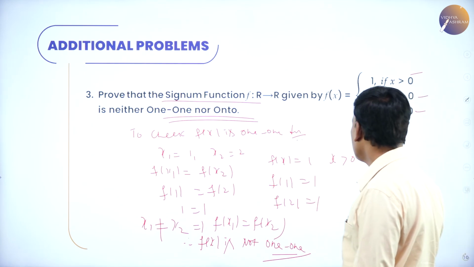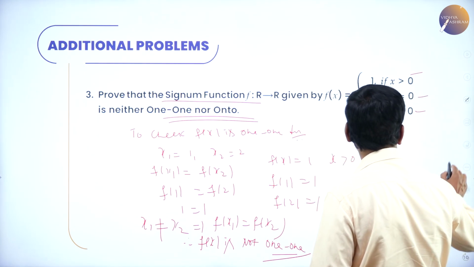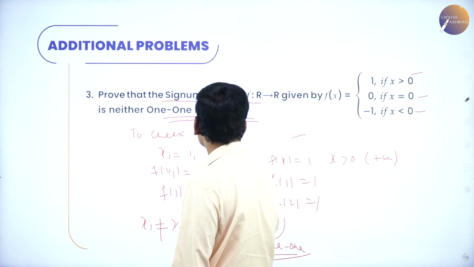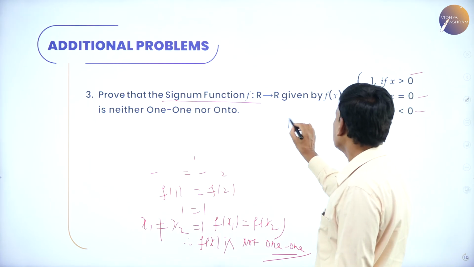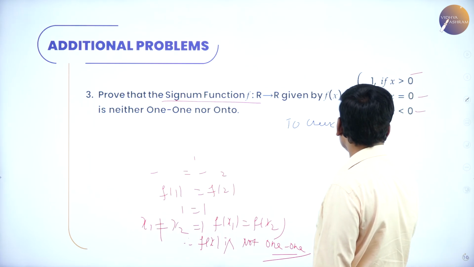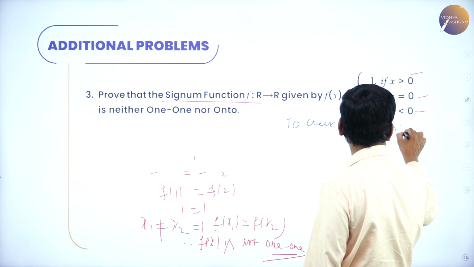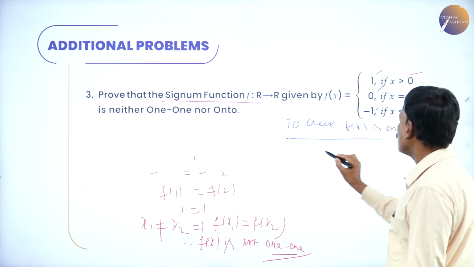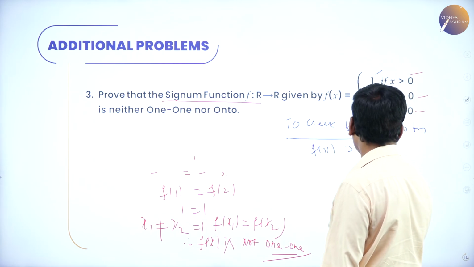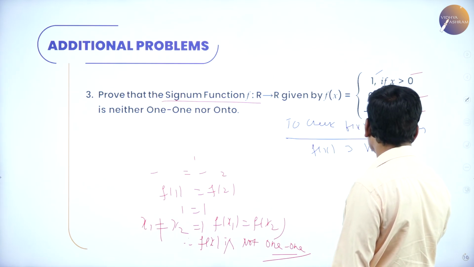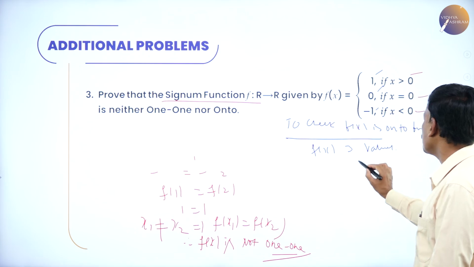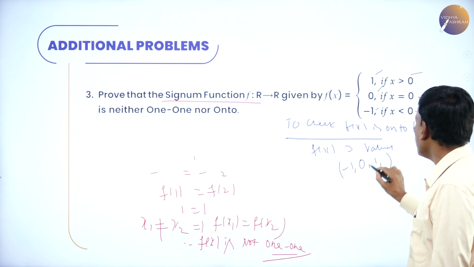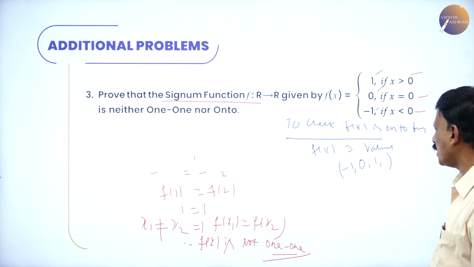Now to verify f of x is an onto function, consider the same concept. To check f of x is an onto function: see, f of x takes three values, 1, 0 and -1. So f of x takes three values, -1, 0 and 1.